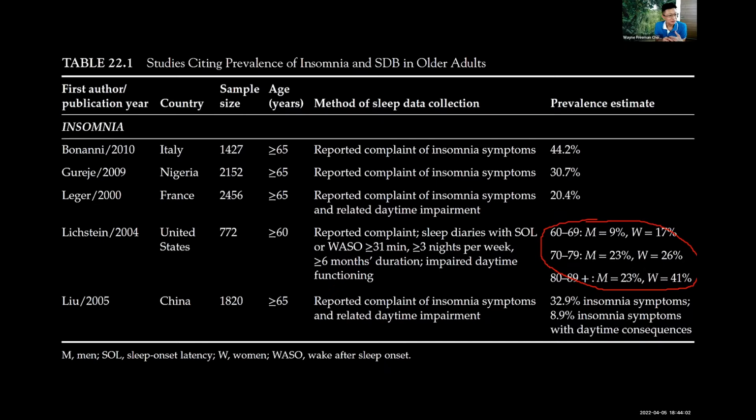Now, in the US, it seems there are age band differences and gender differences. 60 to 69-year-olds have a different prevalence than 70 to 79, than 80 to 89, with the lower age band reporting fewer insomnia symptoms and complaints. There also seems to be a gender or sex difference, where you see that women more than men reported insomnia symptoms in the US.